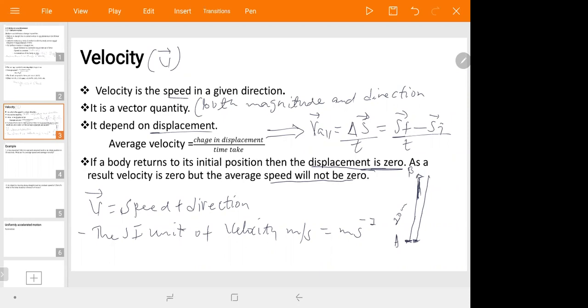Have you seen the difference between them? So if a body returns to its initial position, the displacement is 0. As a result, velocity is 0, but the average speed will not be 0. Okay? You must understand these points.